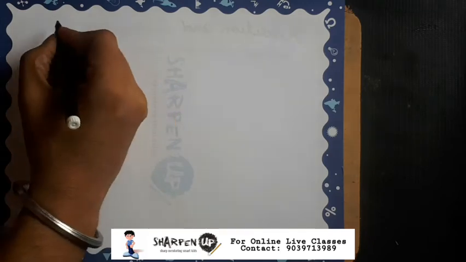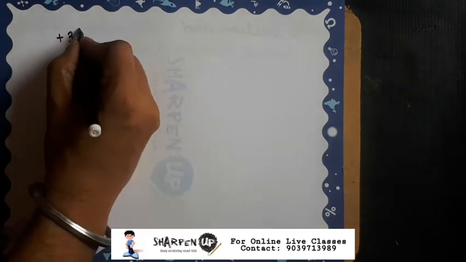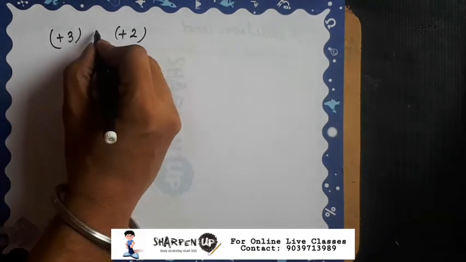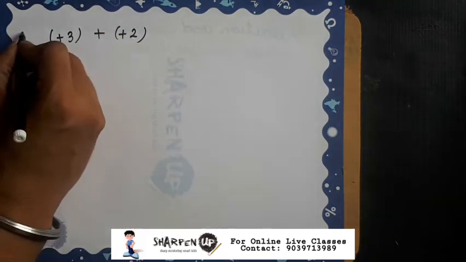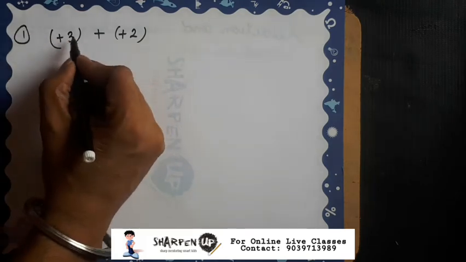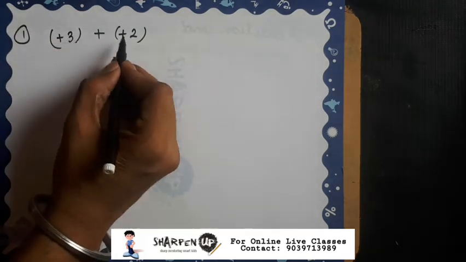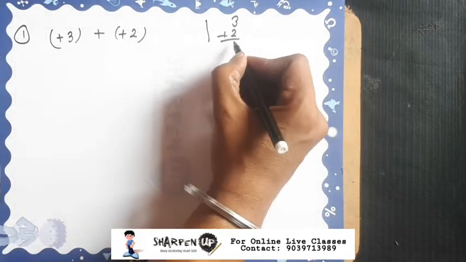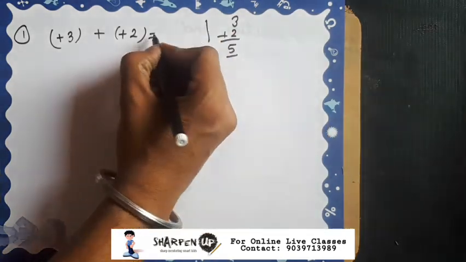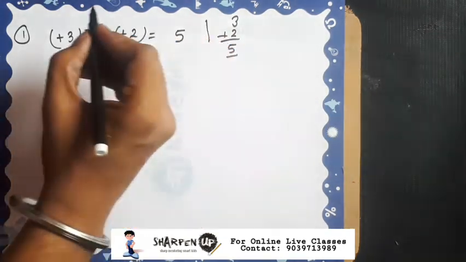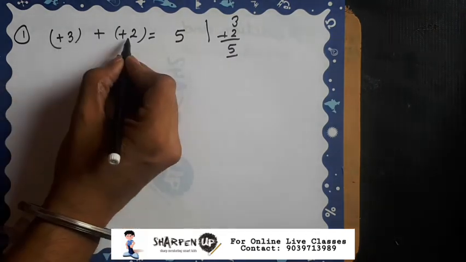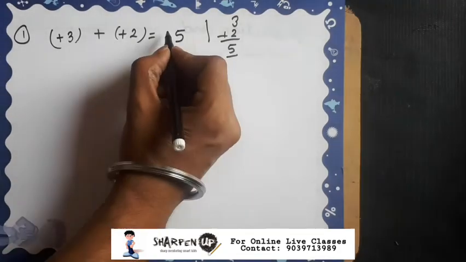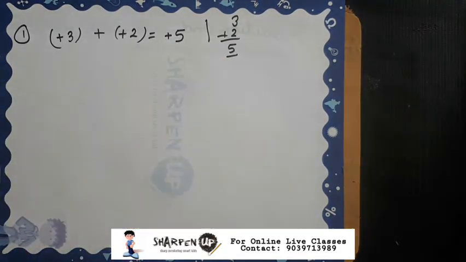We have two integers plus 3 and plus 2, and we are adding them. According to the rule, when we add two integers of the same sign, they are added. So what is 3 plus 2? It's 5. So the result will be 5, and the sign will be the same as our two integers have. Our two integers have a plus sign, so our result will also have a plus sign.